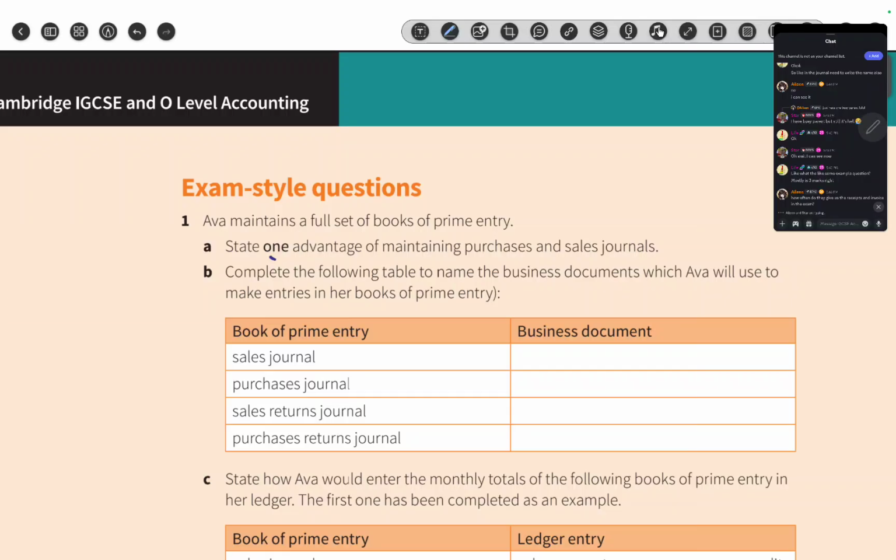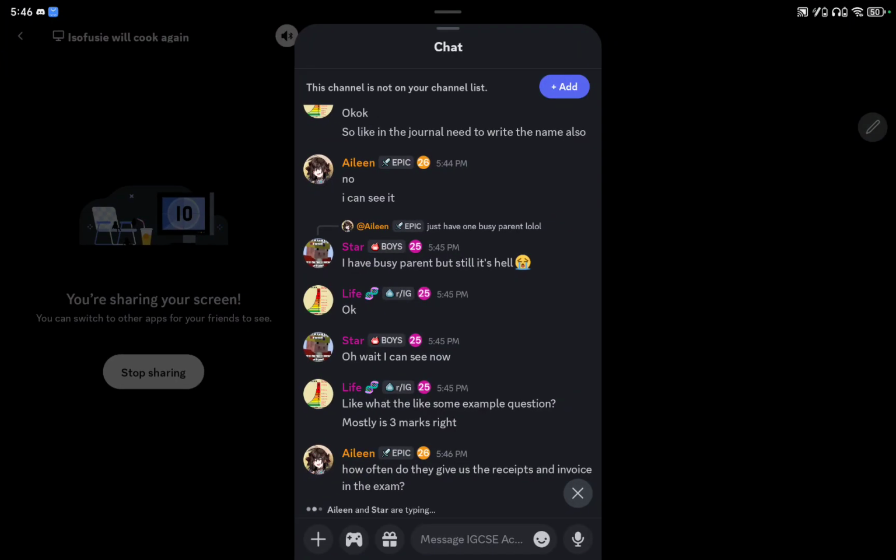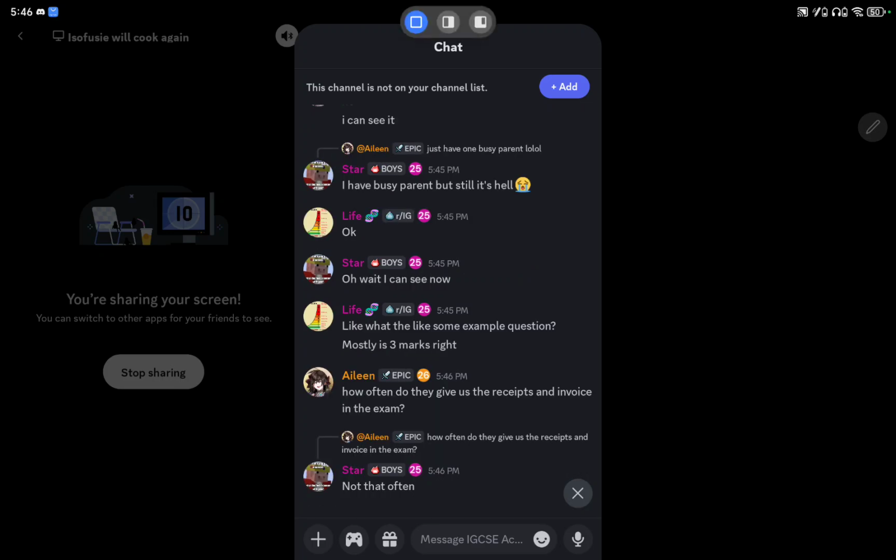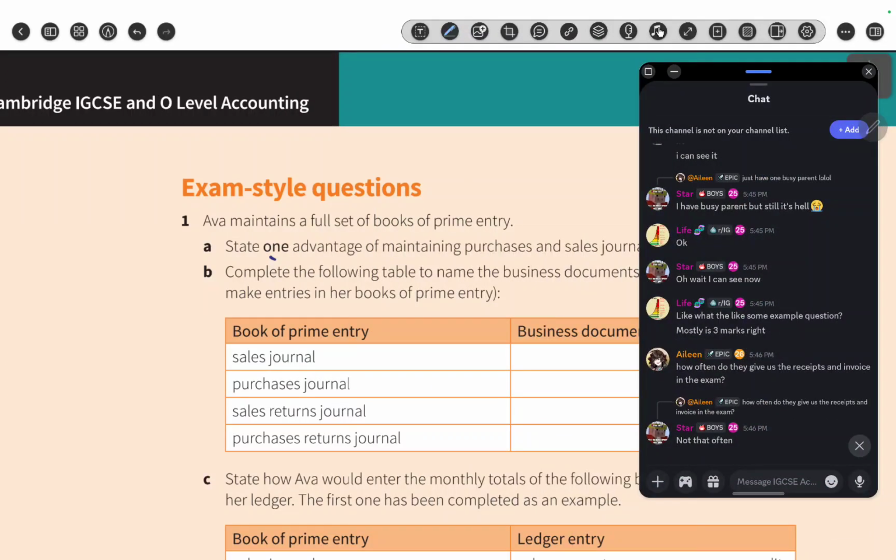How often do they give us receipts and invoices in the exam? Not often. Okay. And even if they give it to you, it's 2 or 3 marks. Yeah, exactly. No, it can be like in my exam, I got it for 4 marks and I got 2 out of 4 in that.